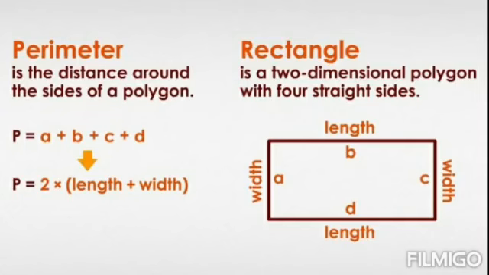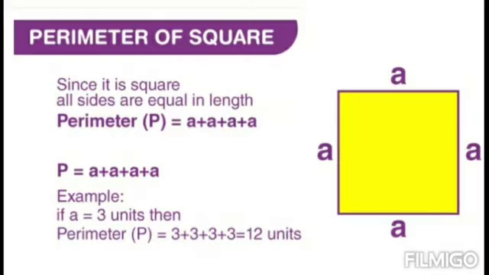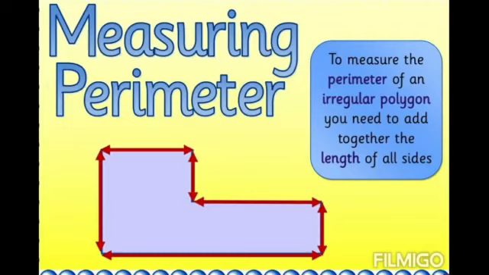To calculate the perimeter of a rectangle, we use the formula 2 into (L plus B). And to calculate the perimeter of a square, we use the formula 4 into side. And to find the perimeter of an irregular polygon, we will add all the lengths of the sides.